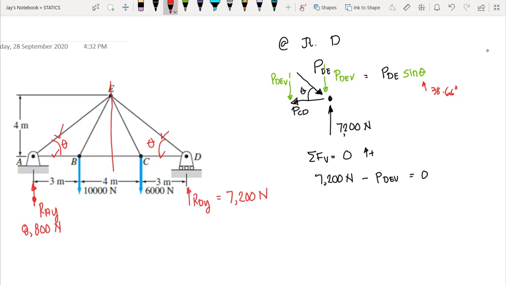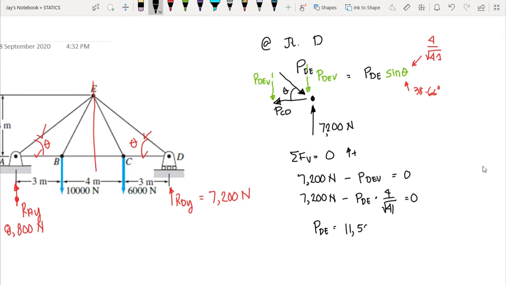Okay, or you can simply use sine theta here, which is equivalent to 4 over square root of 41, just like what I computed earlier. So we have 7,200 newton minus PDE, the force at member DE, times 4 over square root of 41 is equal to 0. PDE is equal to 11,525.624 newton. Again, this is positive, we get a positive answer. So therefore, our assumption that PDE is compression is correct. So this one is compression since we get a positive value.